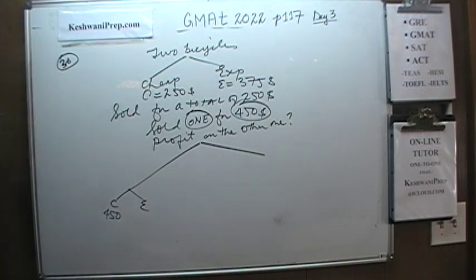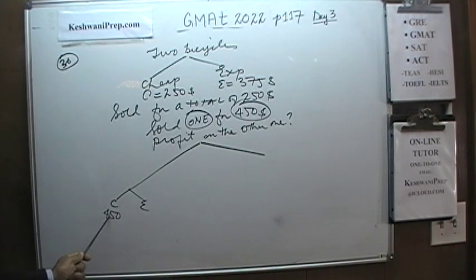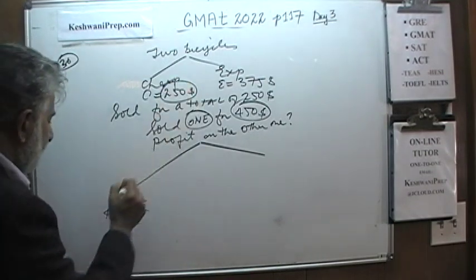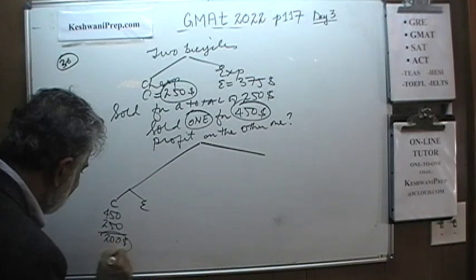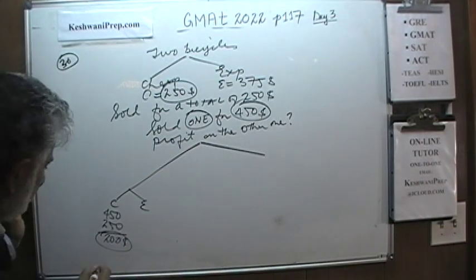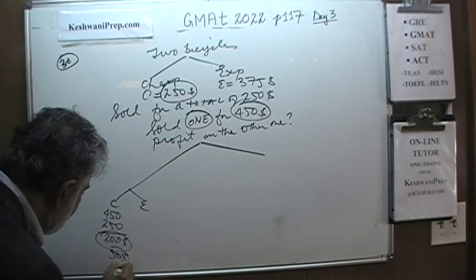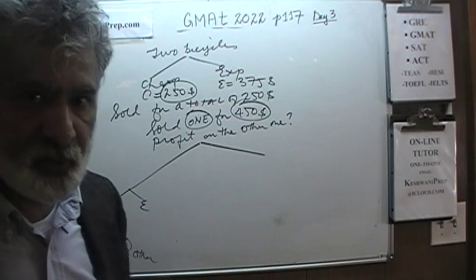If we sold the cheap one for $450, we had bought the cheap one for $250, which means we made a profit of $200 on the cheap one. Our total profit is $250, which means the profit on the other must be $50. And if you look at the answer choices, you will find that 50 is not one of the answer choices.